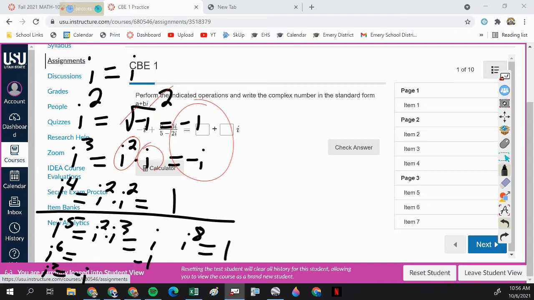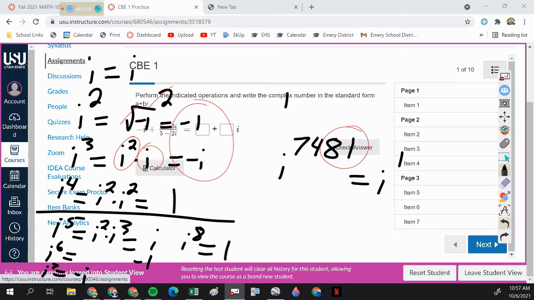Okay, so what would i to the 7,481 be? Well, it doesn't matter how many times I go through this list of 4. All I really need to know is the remainder. So does 4 go into 81 evenly? No. It would go into 80, remainder 1. So this is going to be exactly the same as i to the first, which is just i.